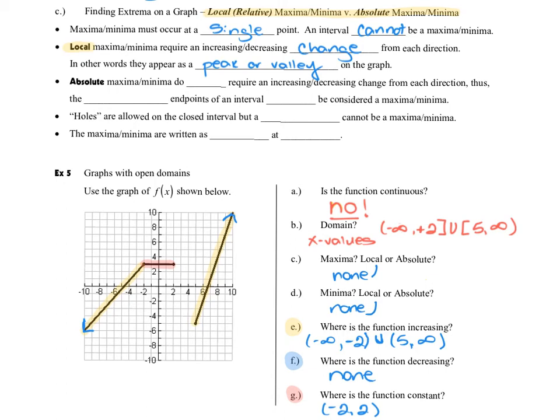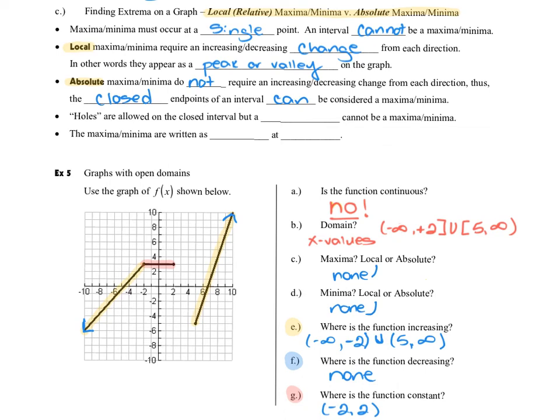Now, when we want to talk about our absolute max and min, those, however, do not require an increasing or decreasing change. Thus, those can be what we will call the closed endpoints of an interval, and they can be considered a max or min. They can simply just be a high point. They don't have to be where it switches from increasing to decreasing.